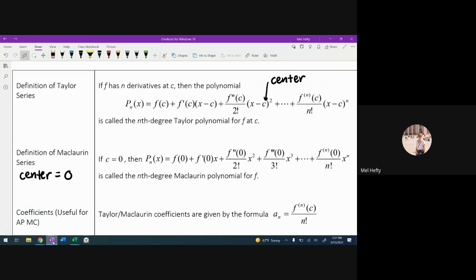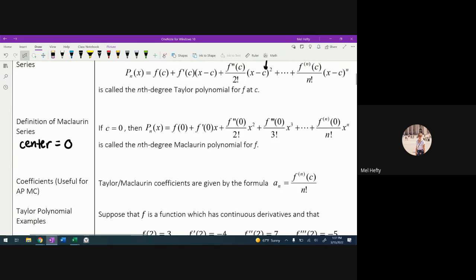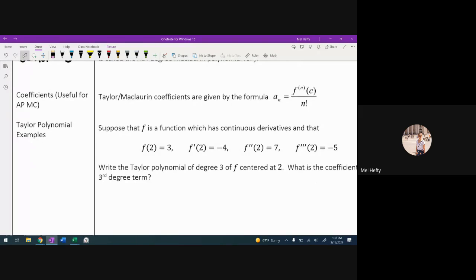So let's talk examples. The other thing that you may want to know is that a lot of AP questions ask specifically about the coefficient of any given term instead of making you write the full Taylor polynomial. So the nth derivative over n factorial is a quick way to find any given term's coefficient. That may get asked about, just a factoid there. So again, we're going to practice using this formula today.